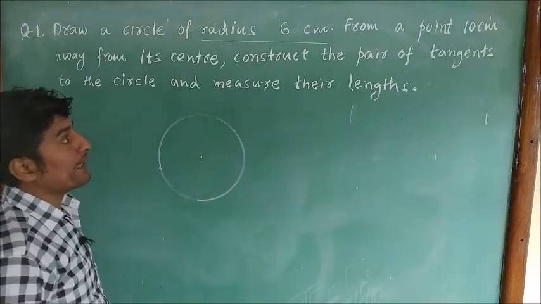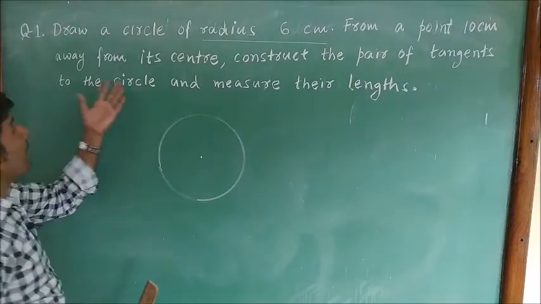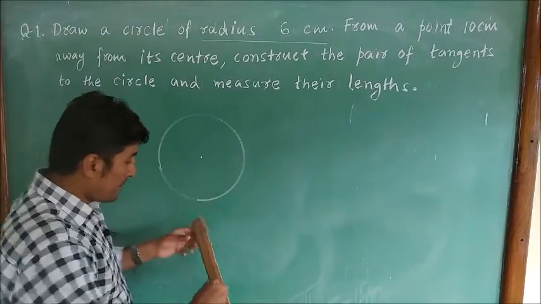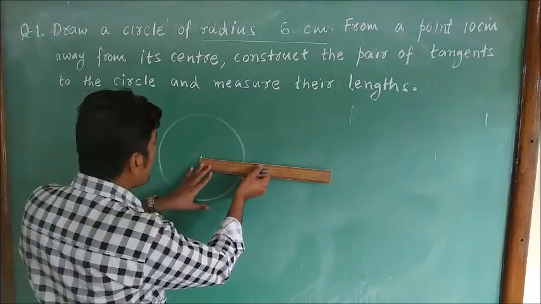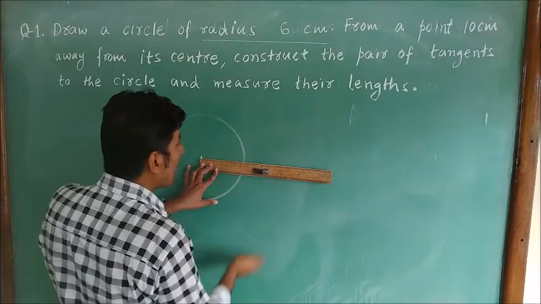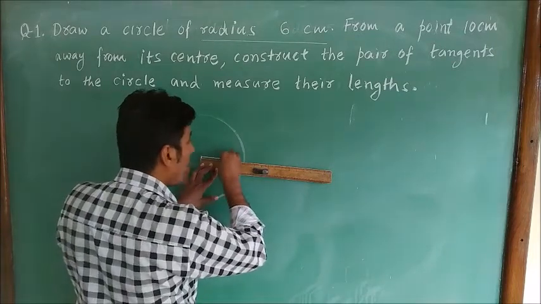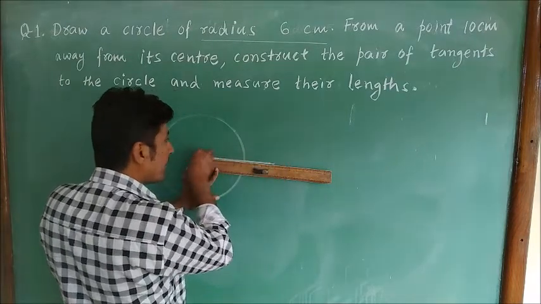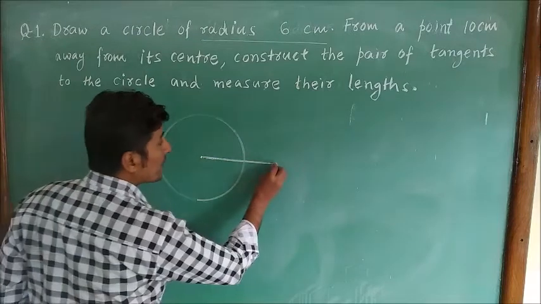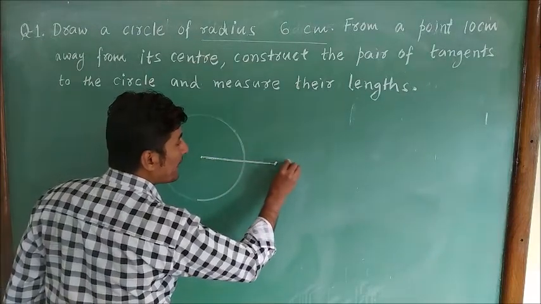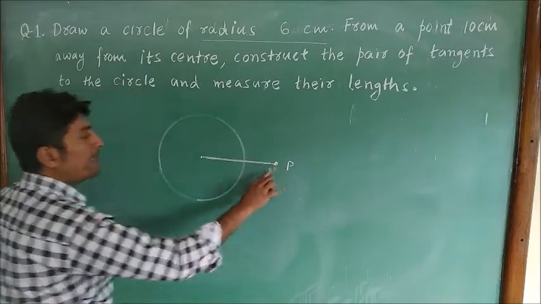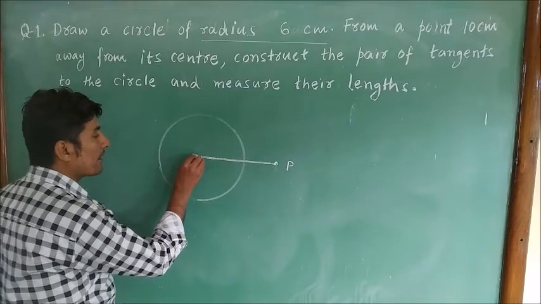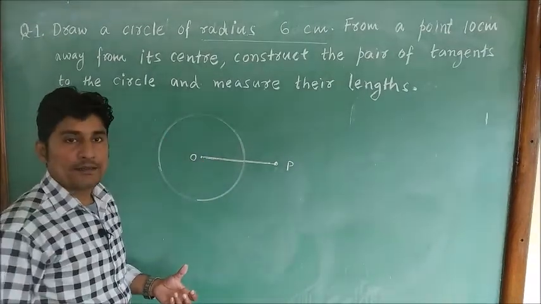Now one more line is added. From a point 10 cm away from its center, construct the pair of tangents. So from a distance of 10 cm from its center, we will draw a line segment of 10 cm away from the center. Suppose the name of this point I have taken as P. This point P is 10 cm away from the center of this circle. The center of this circle I have taken as O.